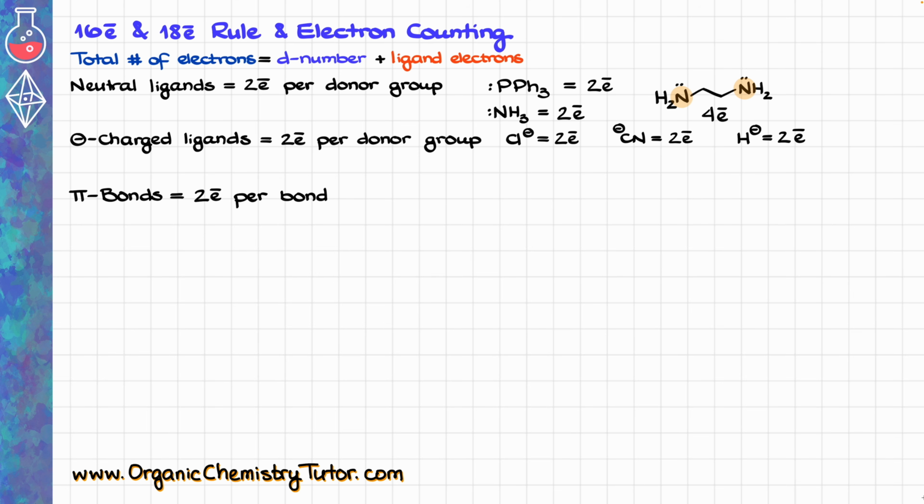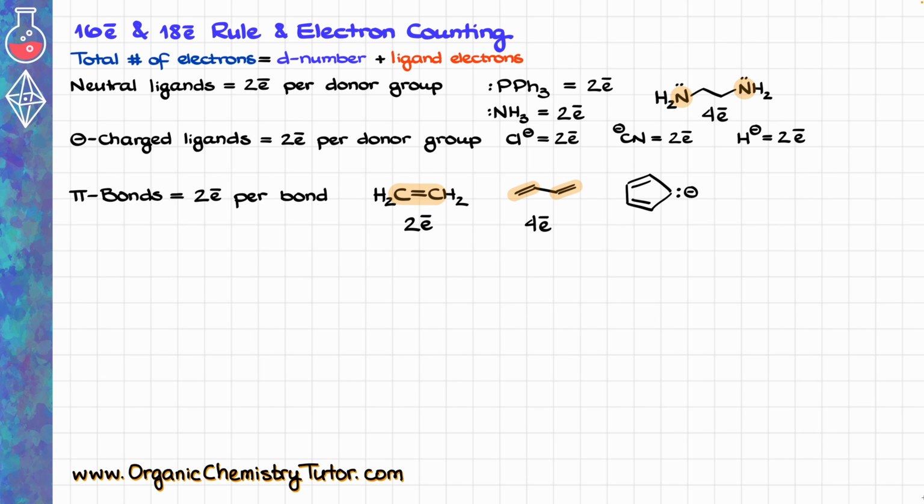Now, where things become a bit more interesting is with the pi bonds. We get 2 electrons per pi bond. Like for instance in this ethylene, we have 1 pi bond, which is going to provide us with 2 electrons when it binds to a metal. Or let's say we have butadiene. This one has 2 pi bonds, which means that it can give us up to 4 electrons when it binds to a metal.